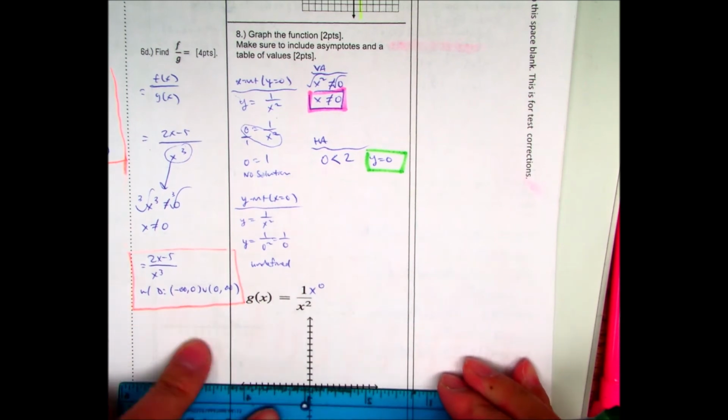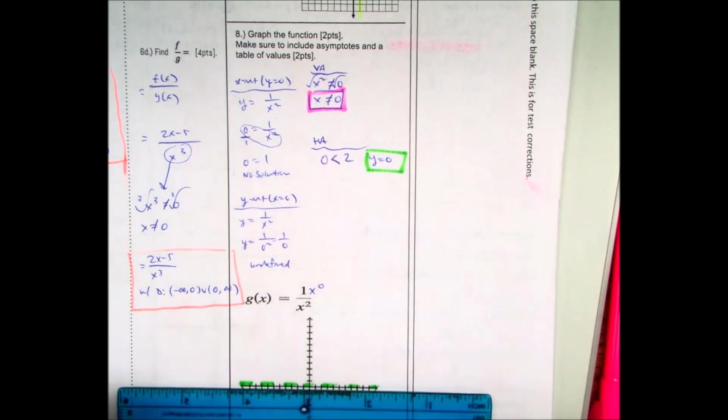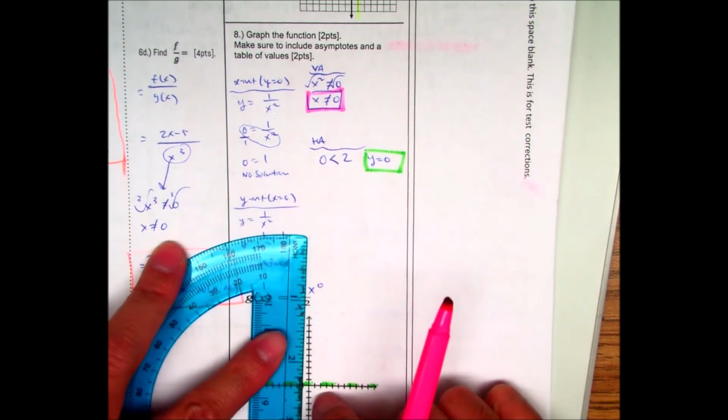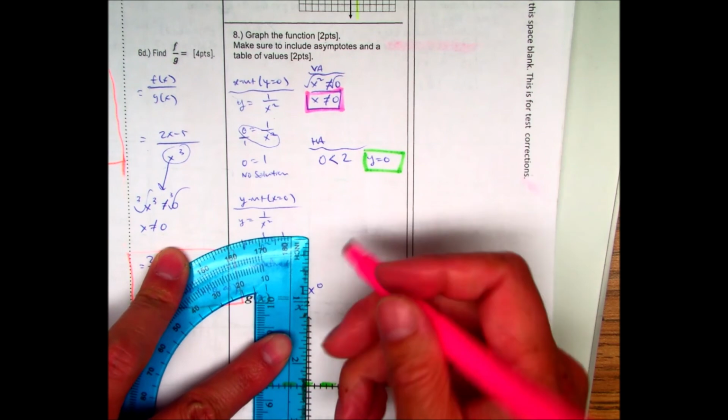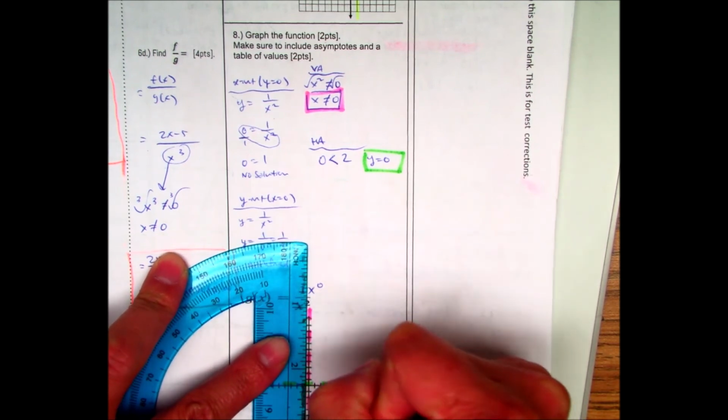So here is y equals 0. And the vertical asymptote tells you at x equals 0, remember it's vertical up and down, that one's horizontal side to side. This will kind of show you how many parts and kind of where to graph your table of values.